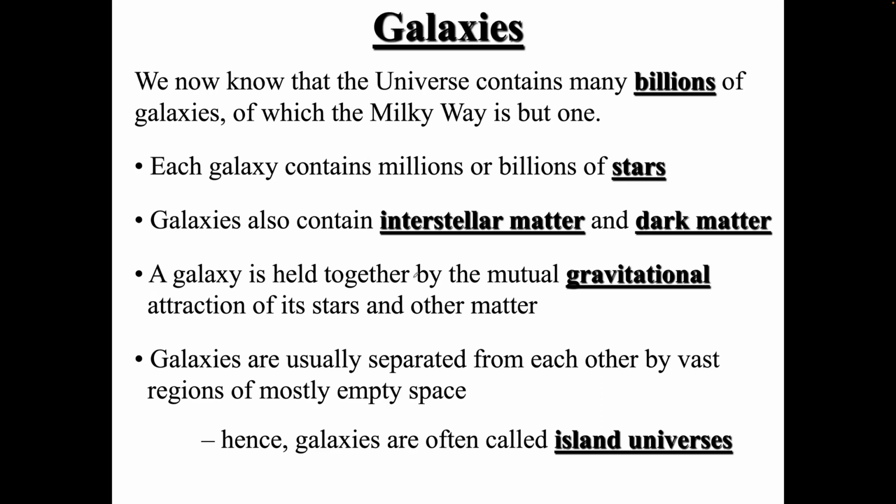Now, basically, these galaxies are held together by the mutual gravitational attraction of their stars and other matter, right? Basically, galaxies are held together because you have interstellar matter, dark matter, and stars. All these things are held together into a single entity, what we call the galaxy, by gravitational attraction, right? And that is for one galaxy. Usually these galaxies are separated from each other by vast regions of mostly empty space, right? So between galaxies, there is a lot of empty space. Because of that, galaxies are also called island universes.